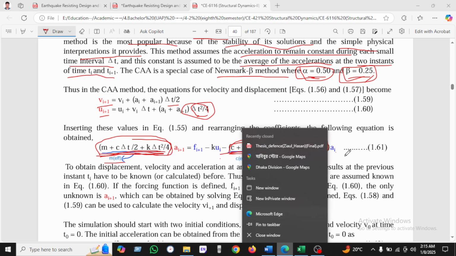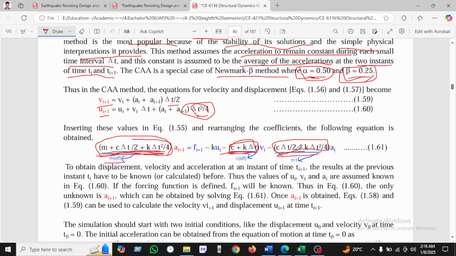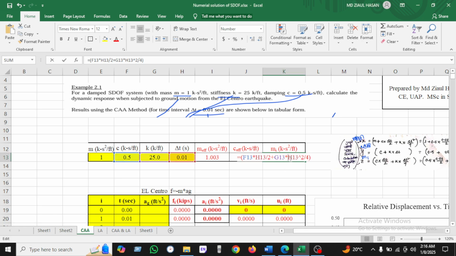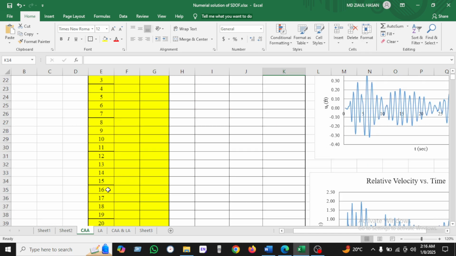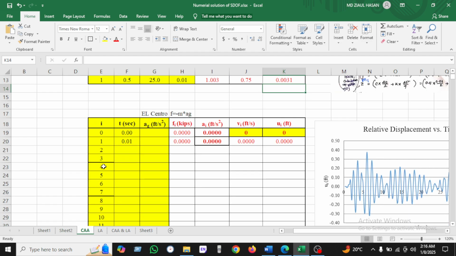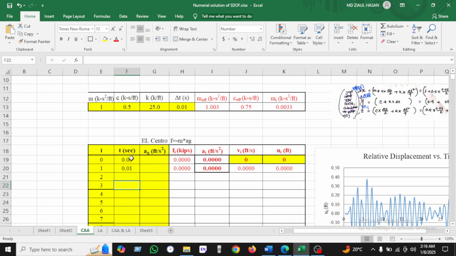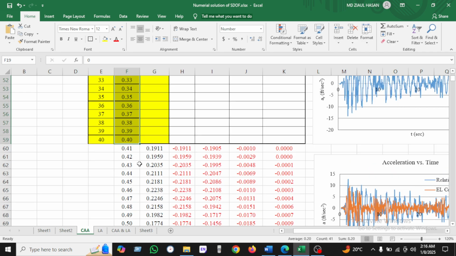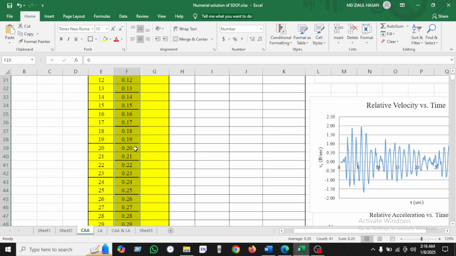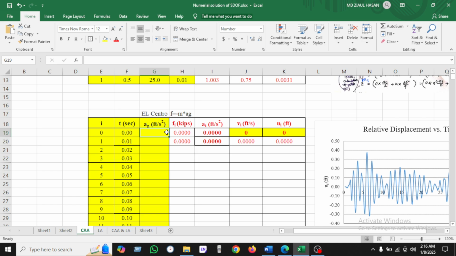M1 is this portion we have been seeing here: C plus delta T divided by 2 plus K plus delta T squared divided by 4. Putting this value and pressing enter gives 7.0031. Now we are seeing the time interval, which is given in the question as 0.01. That's why we are taking 0.01, and we take how many steps we need, 40, 42, 43. How do we get the acceleration?